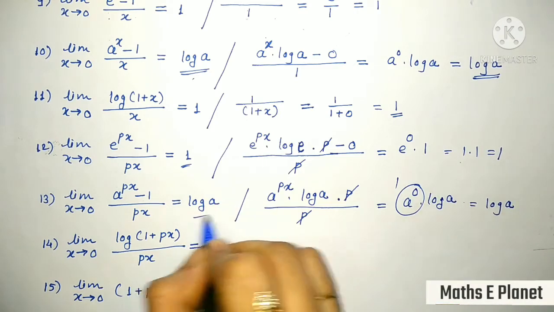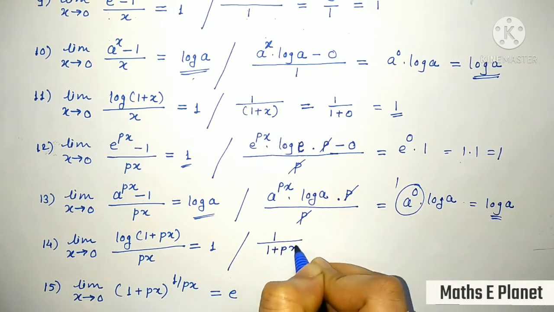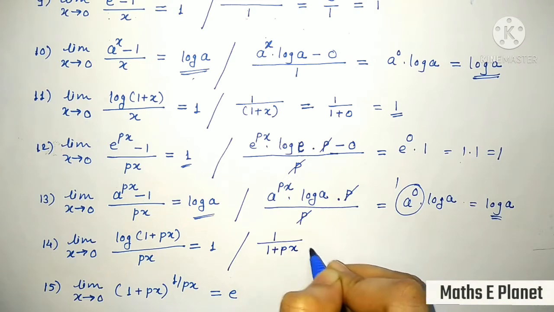Okay, so we got the answer, log a. Come to the next formula. The derivative of log of 1 plus px is 1 upon 1 plus px.